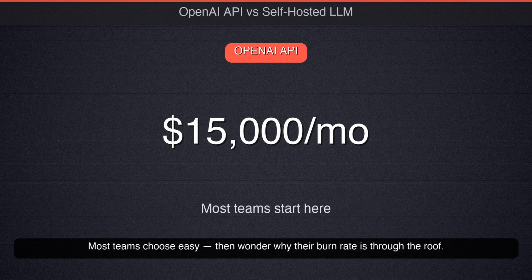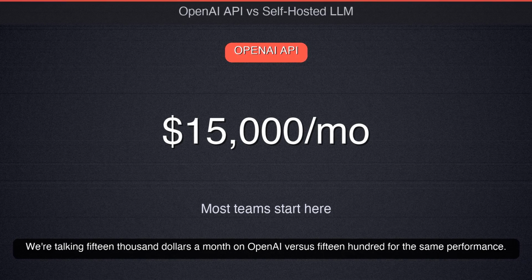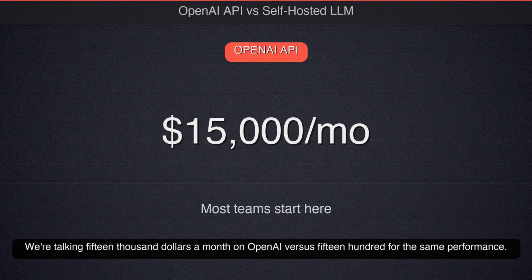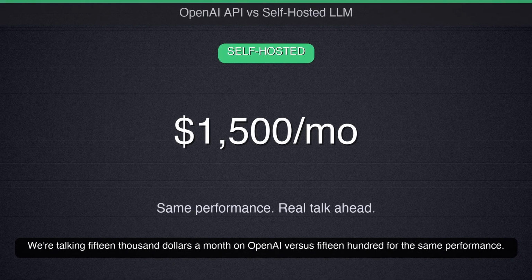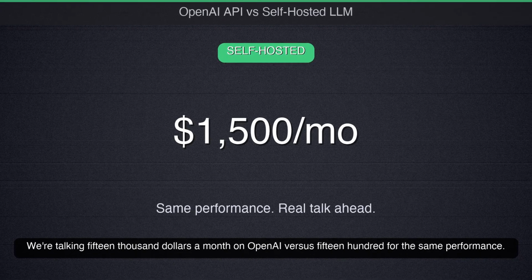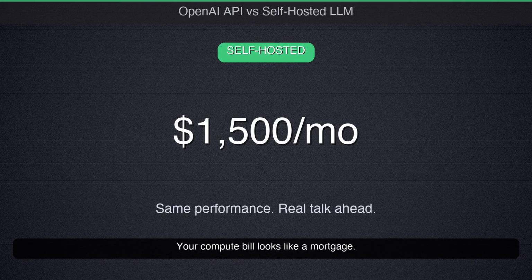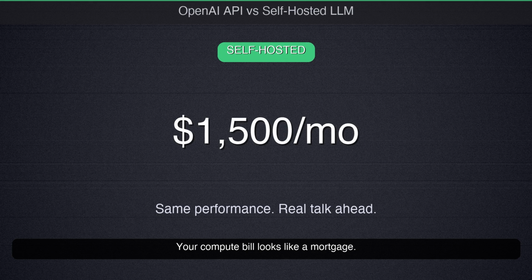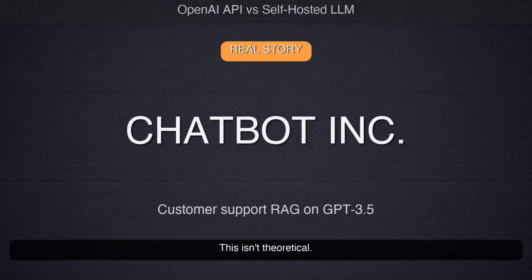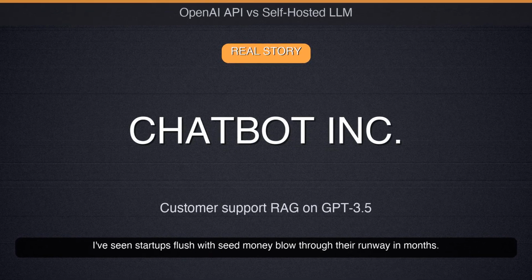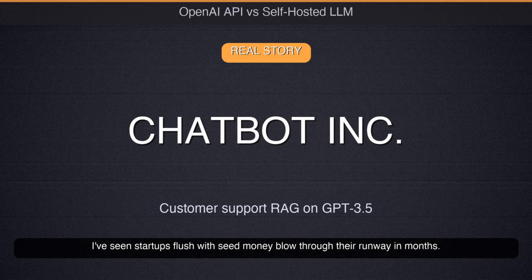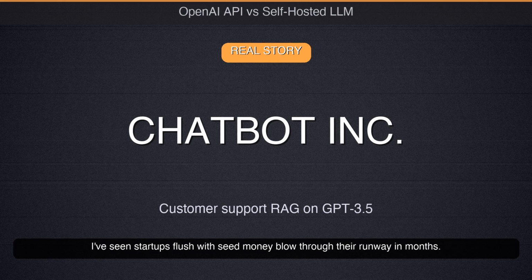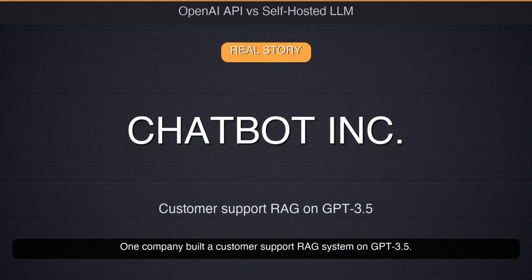We're talking about the difference between a $15,000 monthly OpenAI bill and a $1,500 bill, all for the exact same performance. Welcome to the future. Your compute bill looks like a mortgage. This isn't some theoretical exercise. I've seen startups flush with seed money blow through their runway in months. This happens because they didn't understand the true cost of their LLM usage.